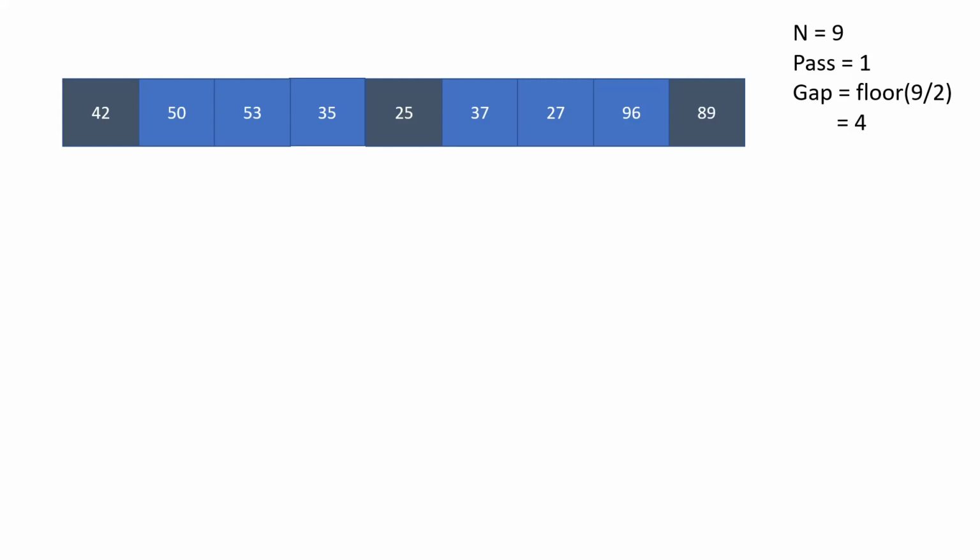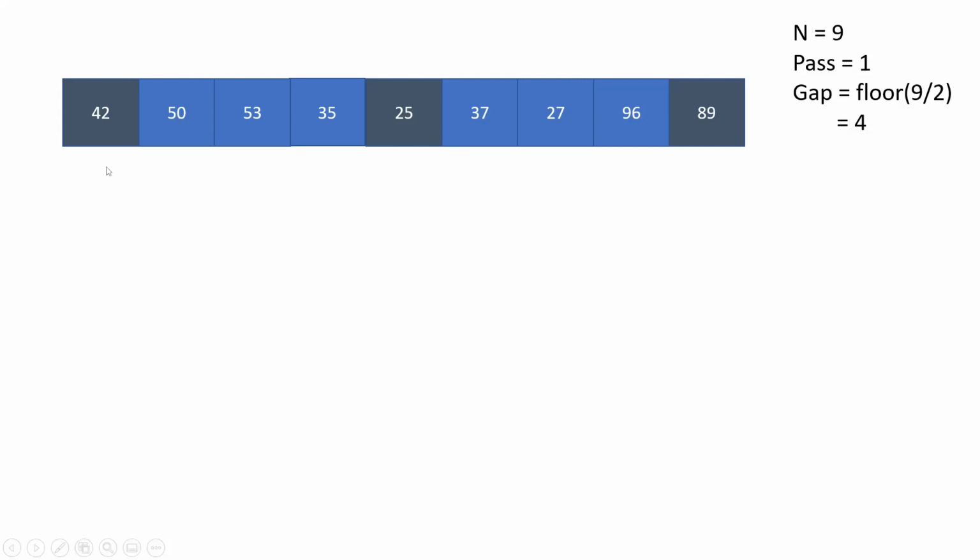And in each pass, we will reduce the value of the gap until we reach the smallest number of gap we can get, which is gap equals 1. And gap is the distance between the two elements that we're going to compare. So we find gap by dividing the number of elements by 2 and finding the floor of it. And floor of 9 divided by 2 equals 4. So we'll compare elements that are 4 numbers away from each other.